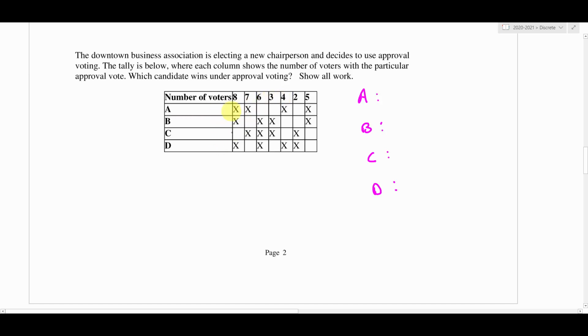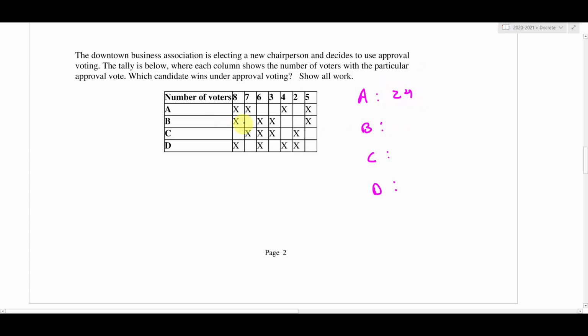So when we look at this type of a setup here, what we're seeing is that there were 8 people that were okay with A, B, and D. Okay, but I like to go across the other way, so I'll tally up all the approvals for A going across horizontally. So 8 people approved of A here, 7 here, 4 here, and 5 here, and I would add those up for 24 total approvals.